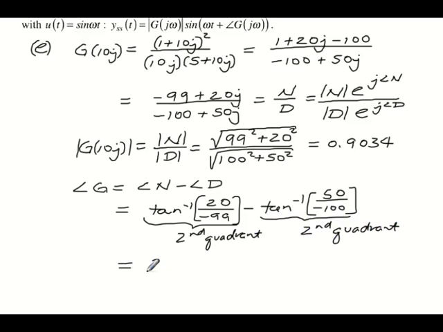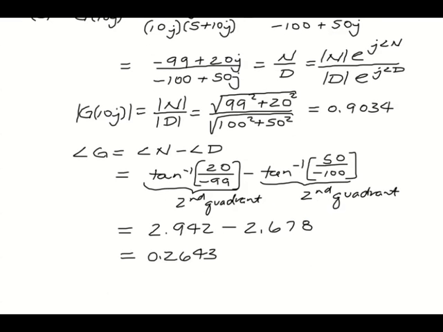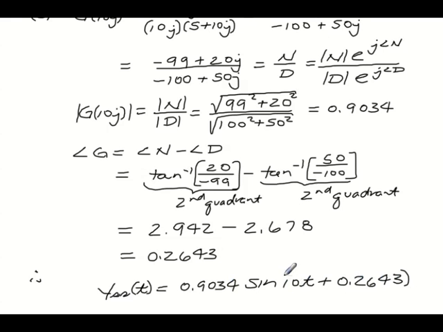So when I do my inverse tan of the first one, I get 2.942. Do the inverse tan for the phase angle for D, I get 2.678. And therefore the overall phase angle for G, the difference between those two, is a plus 0.264. So therefore, our steady state response is the amplitude, which is 0.9034, sine omega t, that's 10t, plus the phase angle 2.643. I should remind ourselves that this is in radians, like this.